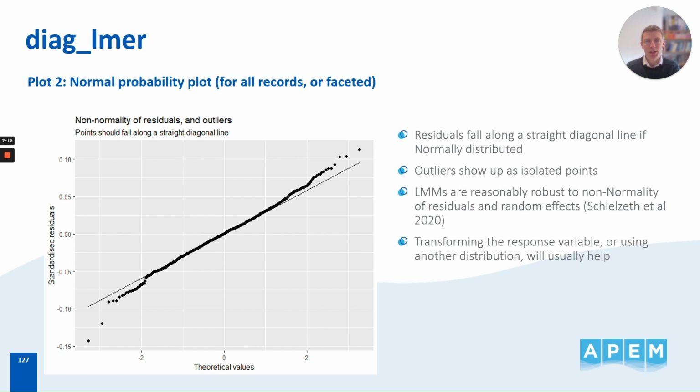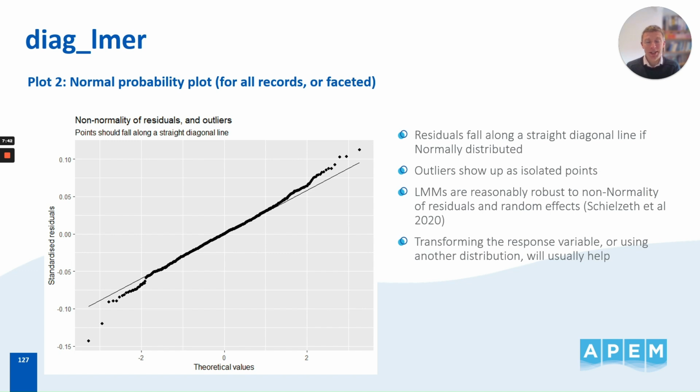The next plot helps us to assess the assumption of normally distributed residuals. It produces what's called a normal probability plot. Again, each of the individual observations in our dataset is represented by a black point, and they are distributed in such a way that if the residuals follow a perfect normal distribution, those black points will fall along a straight diagonal line, which you can see on the plot.